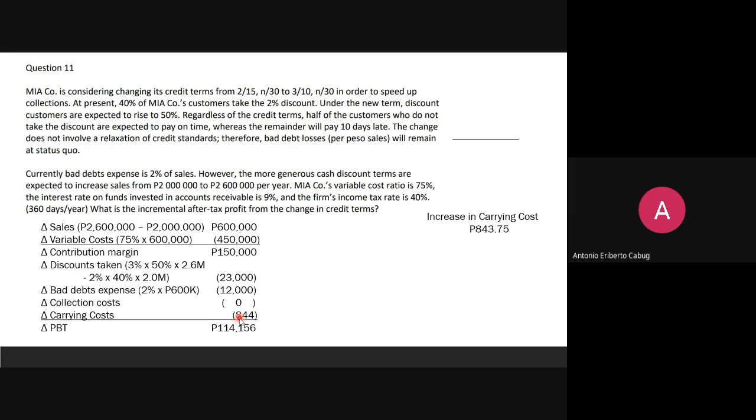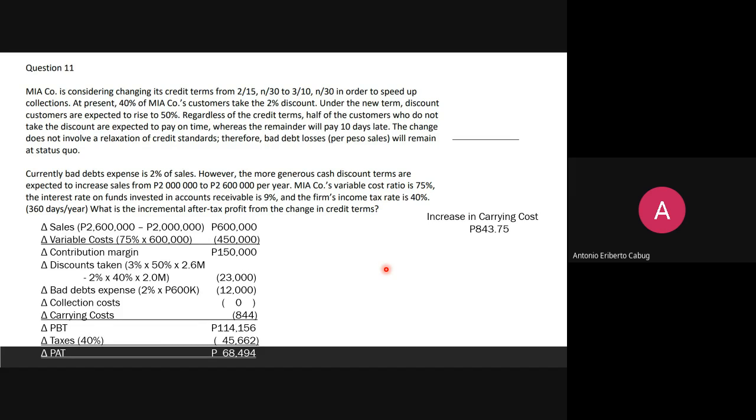So, the profit before tax will increase by 114,156. Or more accurately, 156.25. No? Tapos, huwag niyong kalimutan i-tax at 40%. The increase in profit after tax is 68,494. 68,494. Okay.